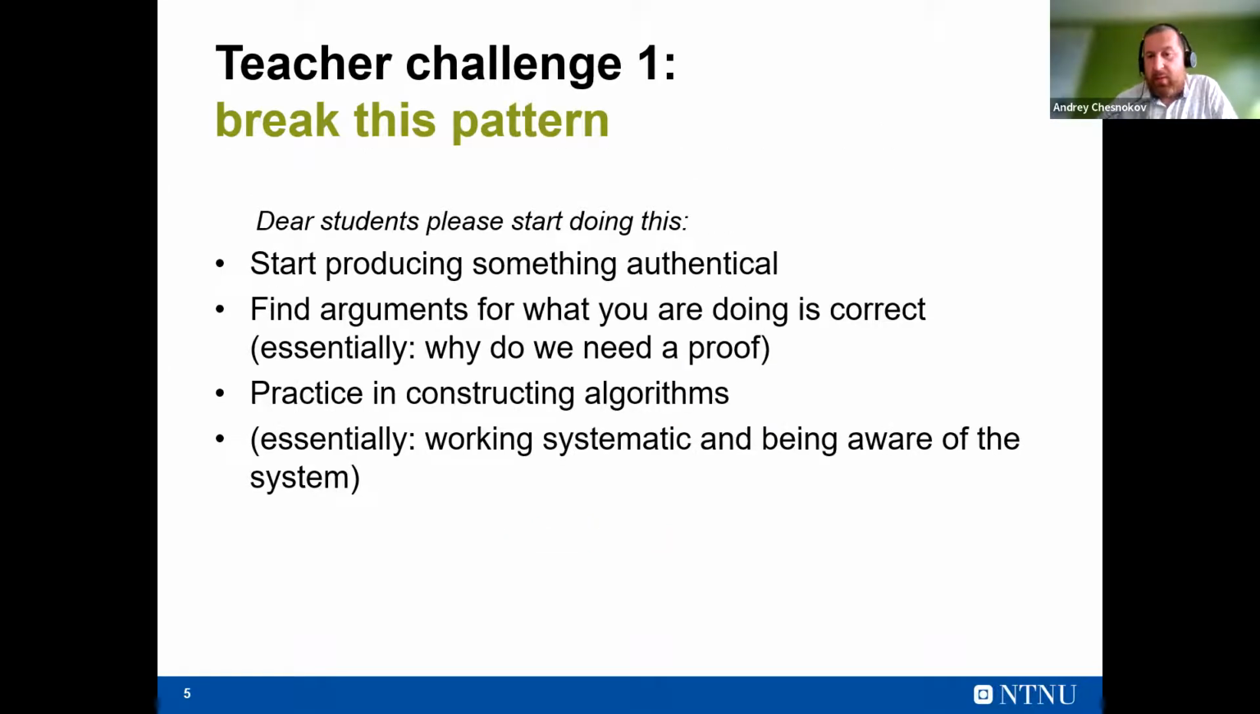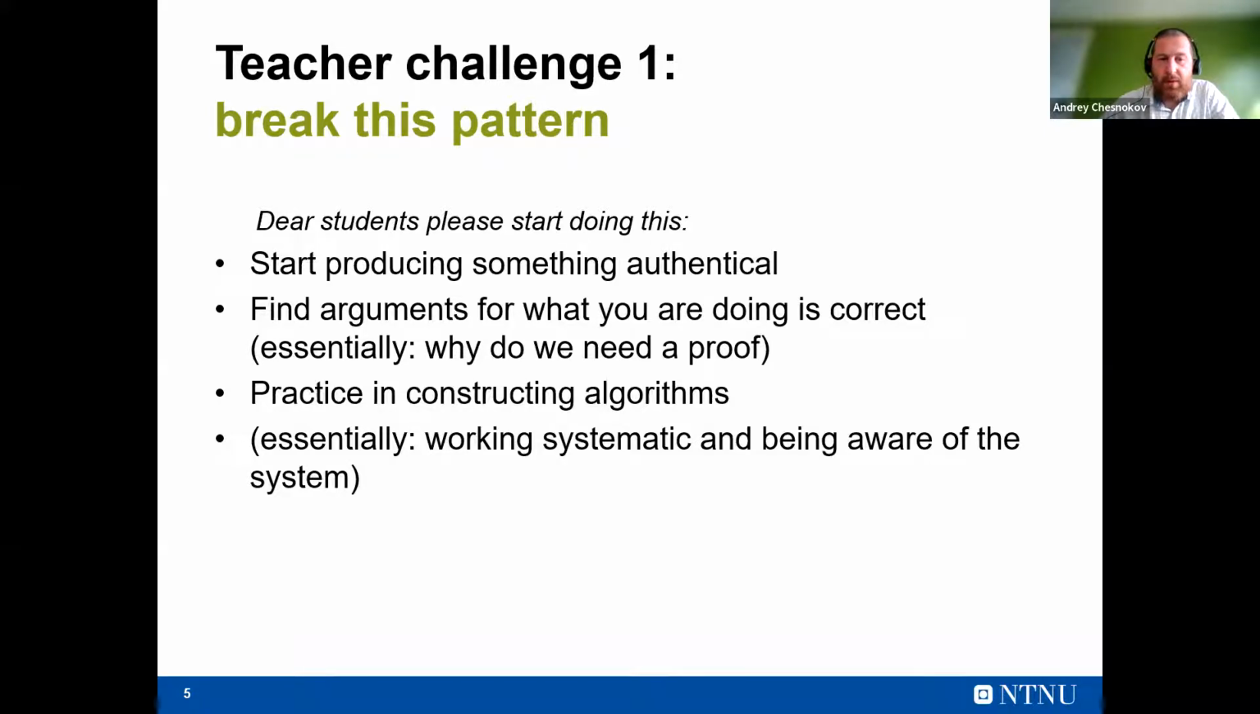This is something that we want to break, because we think that this is not essentially the mathematics. So if we speak at a higher level, we want students to produce something authentic and find arguments for why what they are doing is correct. And this is essentially a proof. So why do we need a proof? Or what actually is a proof, and how can you argue that something is correct if you don't have an external authority like a lecturer or the book that you can always refer to and say, yeah, it's correct because that guy told that it's correct.